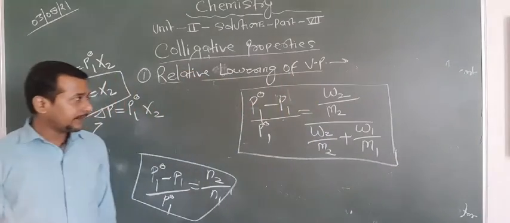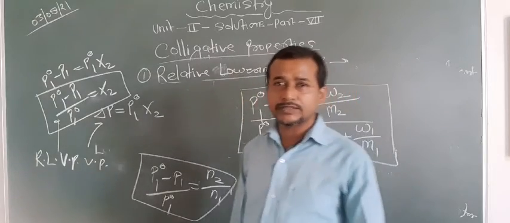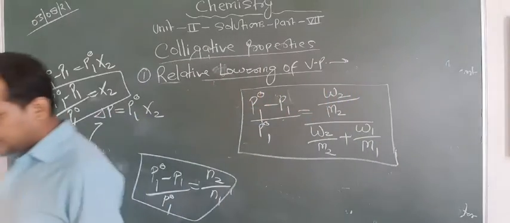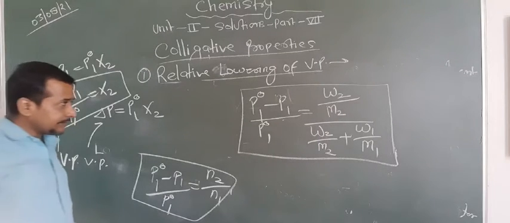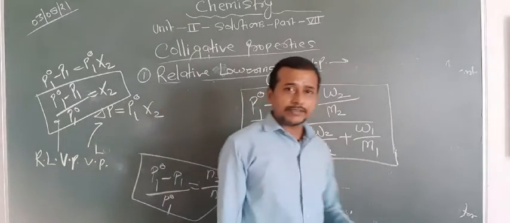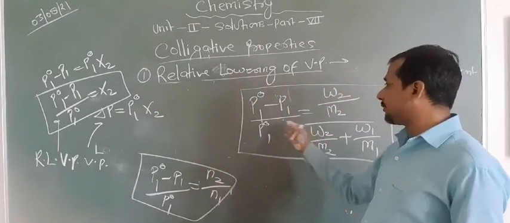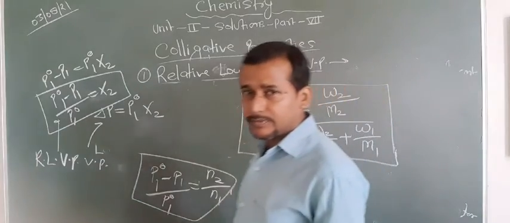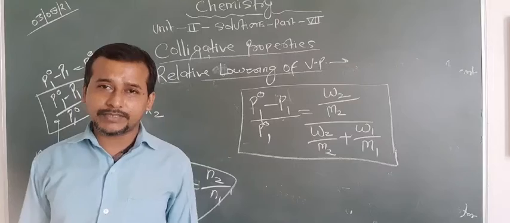So now you can define that the relative lowering of vapor pressure is directly proportional to the mole fraction of solute. Are you getting this point or not? Any doubt here? One more thing. How can you say that the relative lowering of vapor pressure is a colligative property? Look at the condition. This depends upon the mole fraction, that is the amount of solute. You can say so, that's why this is known as a colligative property.